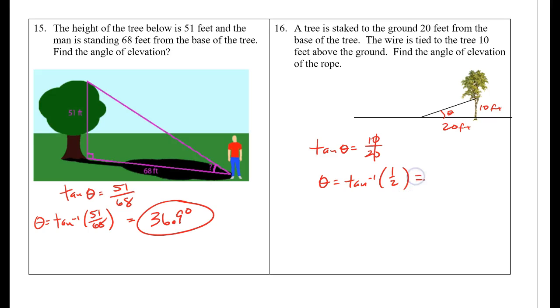For these, both of these last two, 15 and 16, you want to make sure your calculator is in degrees. It doesn't make a lot of sense to find an angle of elevation that's in radians. Inverse tangent of 1/2 leaves us with 26.6 degrees. And that is it for the review for chapter 4.